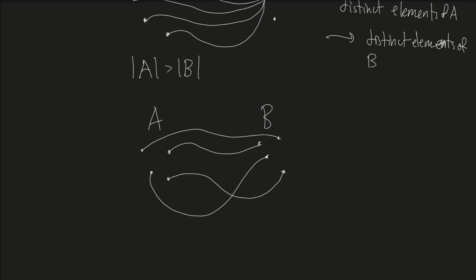So here we have each element of A maps to an element of B. It maps to the whole set B, and distinct elements of A map to distinct elements of B. Right, so we might call this one-to-one.